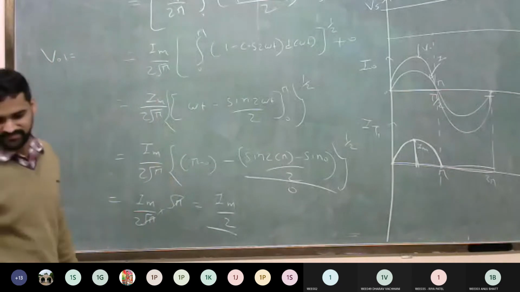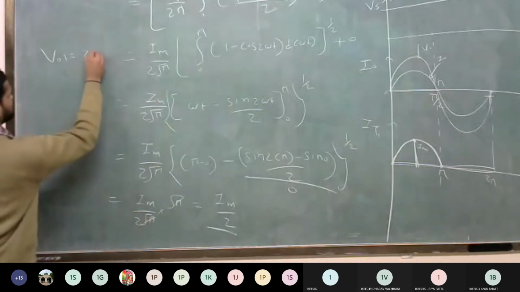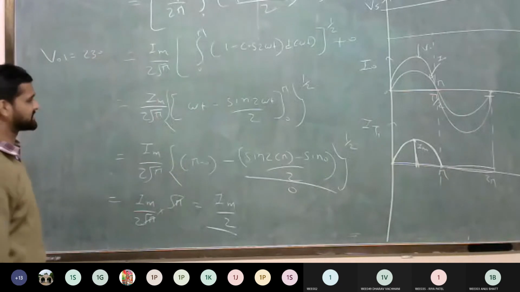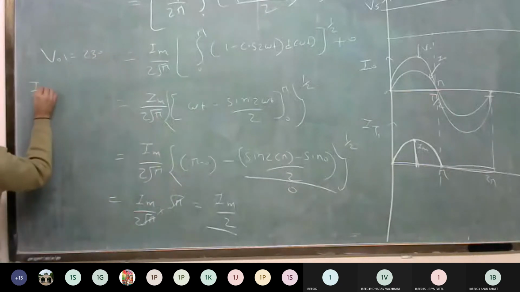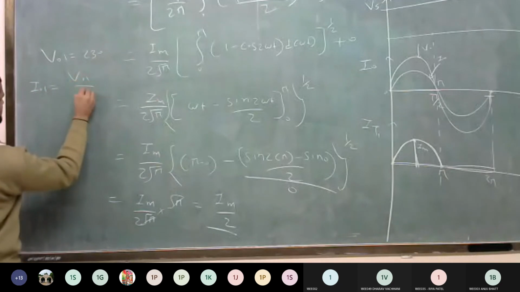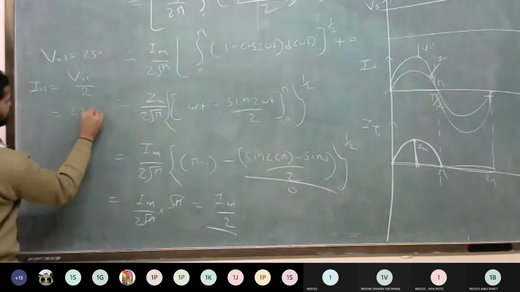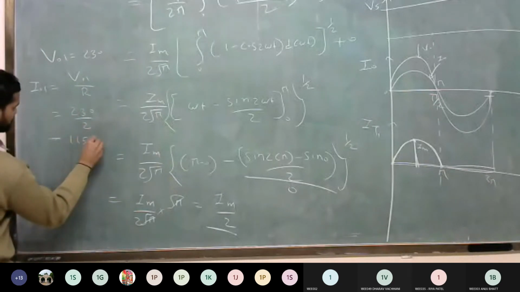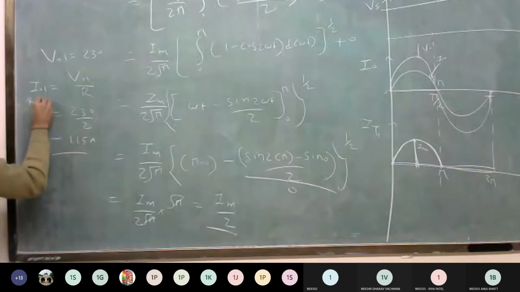How much is it? It is 234. Here, the output RMS voltage fundamental component is given as 234. So the fundamental component of RMS current is V01 divided by 230 divided by 2. Your resistance is 2, so it is 115 ampere. So this is the RMS current.